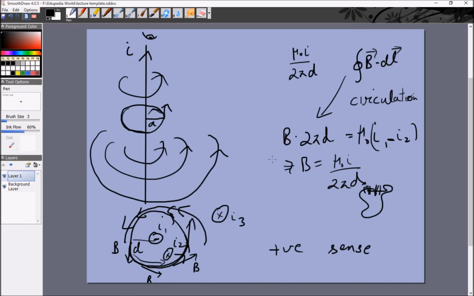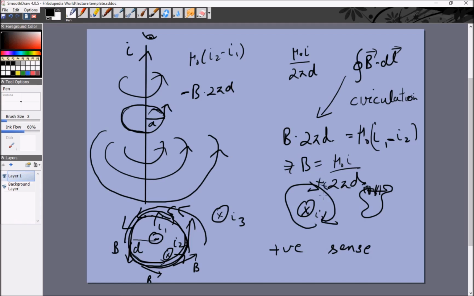Let's say we were to take I2 to be positive. That means we take inside the plane to be positive. Then we would get the RHS to be mu naught times I2 minus I1. But since we've assumed the magnetic field in this direction, then the left hand side will have to be B into 2 pi d with a negative sign, right? Because if I2 is pointing away from the viewer, then this direction is positive. This is the positive sense. So if we are going in this direction, the integral will be positive. If we are going in the opposite direction, the integral will be negative.